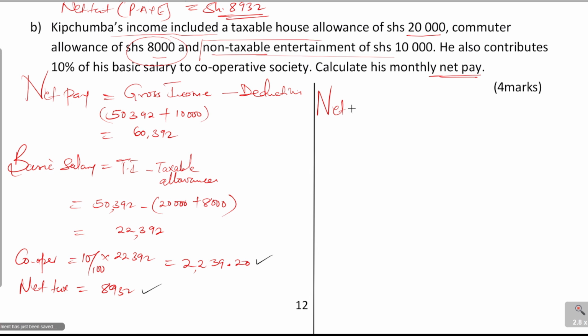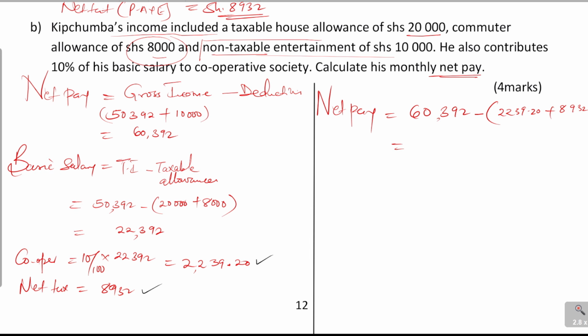so net pay will be given by the gross income, which you got as 60,392, and then we less the cooperative amount, that is the one that we got here, contributes 10% of the basic. We got that one is 2,239.20. And then we have the net tax. Those are the only deductions, which is 89.32.